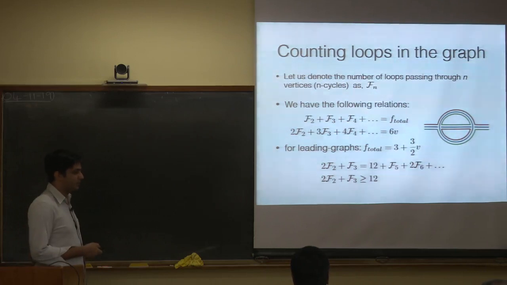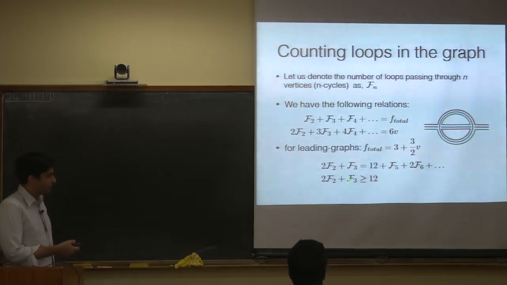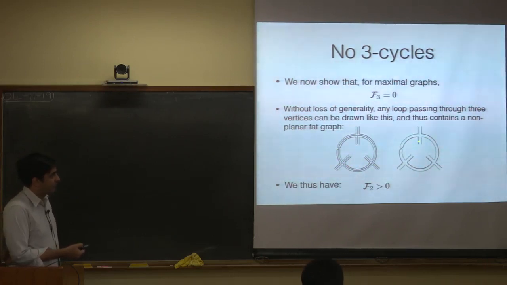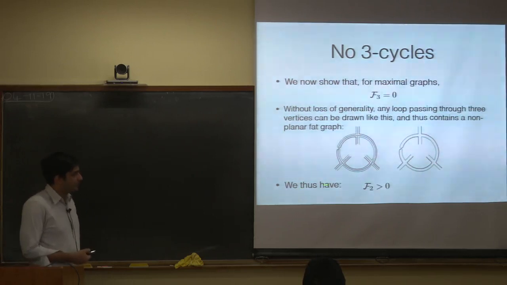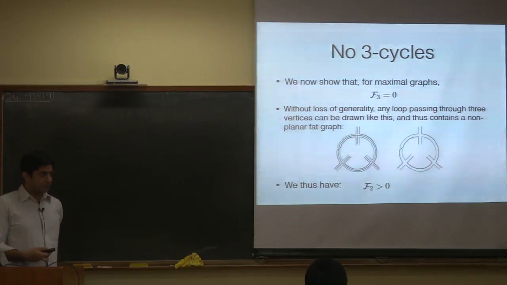But the upshot is that graph theory tells you that you have a loop passing through 2 vertices or a loop passing through 3 vertices. But you can argue that any loop you try to draw that passes through 3 vertices, just by enumerating the possibilities, has to have a non-planar fat graph. So there are no maximal loops passing through 3 vertices. So you just have a loop passing through 2 vertices. And these arguments are totally independent of space-time dimension. So this is purely diagrammatic.